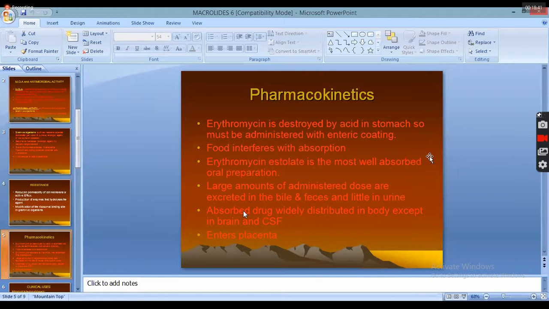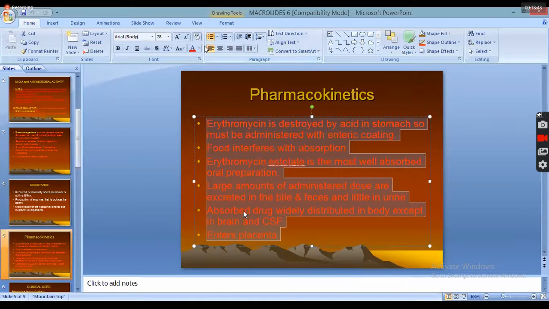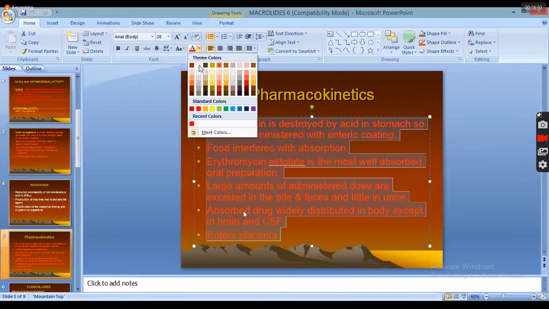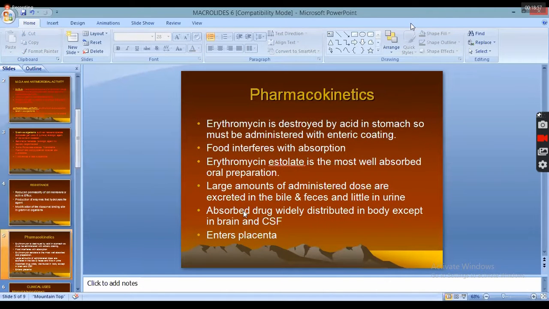I'm really sorry about this stupid color. Let me see if I can change the color. Can you guys wait for a second? I'm just trying to. Okay. Can you see the slide now? Is it better? I hope.